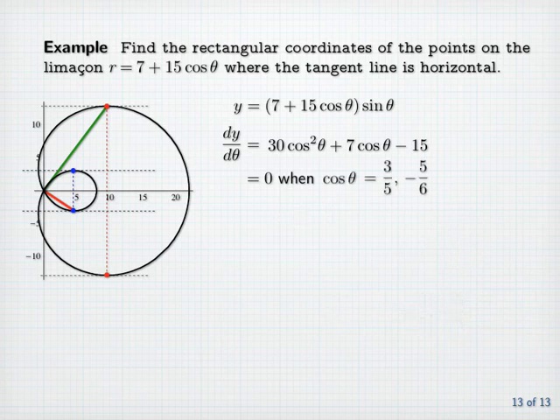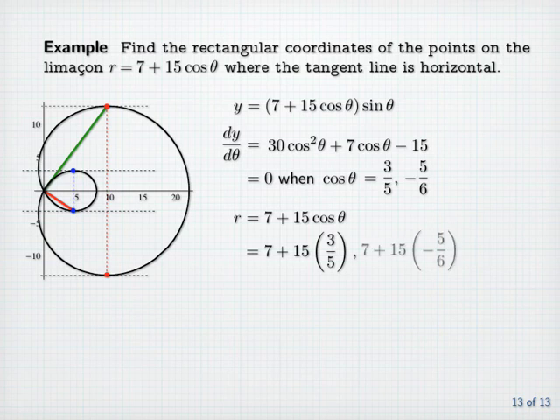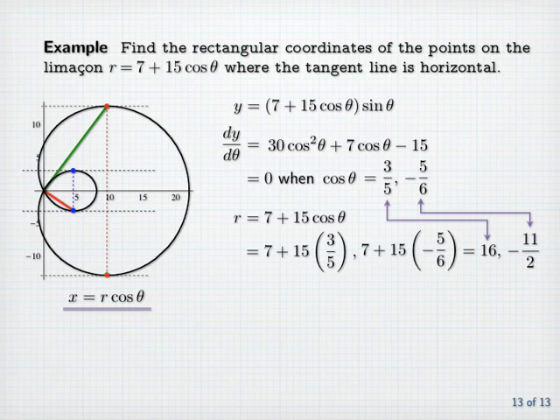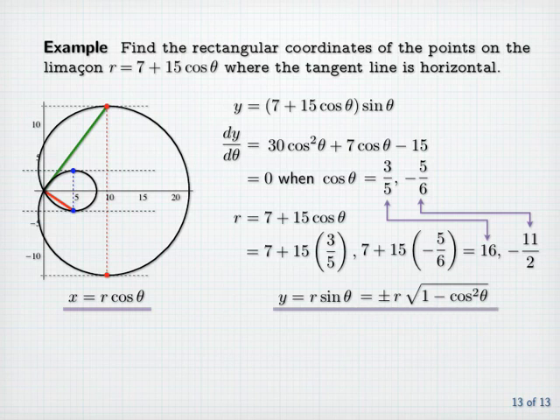Knowing cosine θ is enough to calculate the corresponding r from the formula 7 plus 15 cosine θ. When cosine θ equals 3/5, we have 7 plus 15 times 3/5, and when cosine θ equals minus 5/6, we have 7 plus 15 times minus 5/6. These equal 16 and minus 11 halves, with 16 corresponding to cosine θ equals 3/5 and minus 11 halves corresponding to cosine θ equals minus 5/6. Now we can easily compute x-coordinates from the formula x equals r cosine θ. And we can compute y-coordinates from y equals r times plus or minus the square root of 1 minus cosine squared θ.